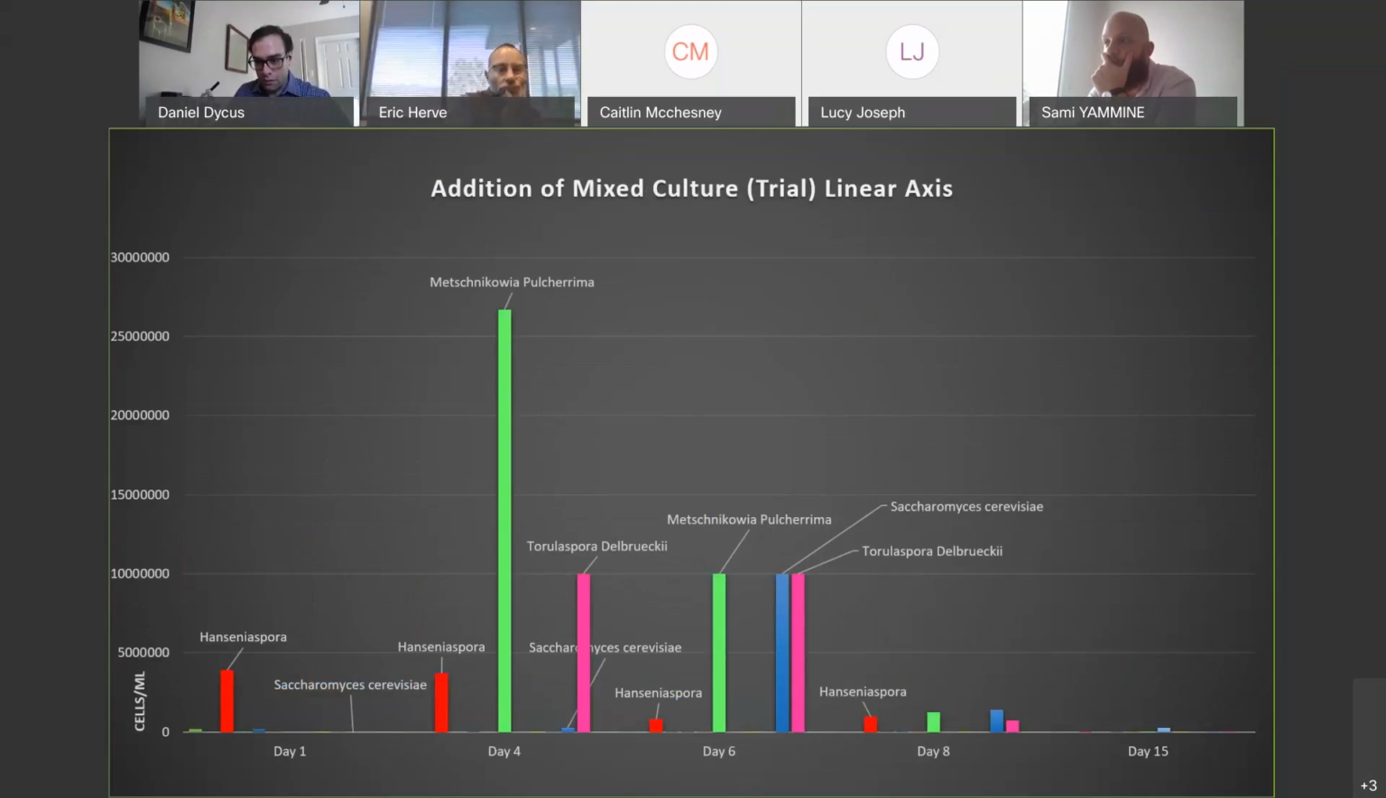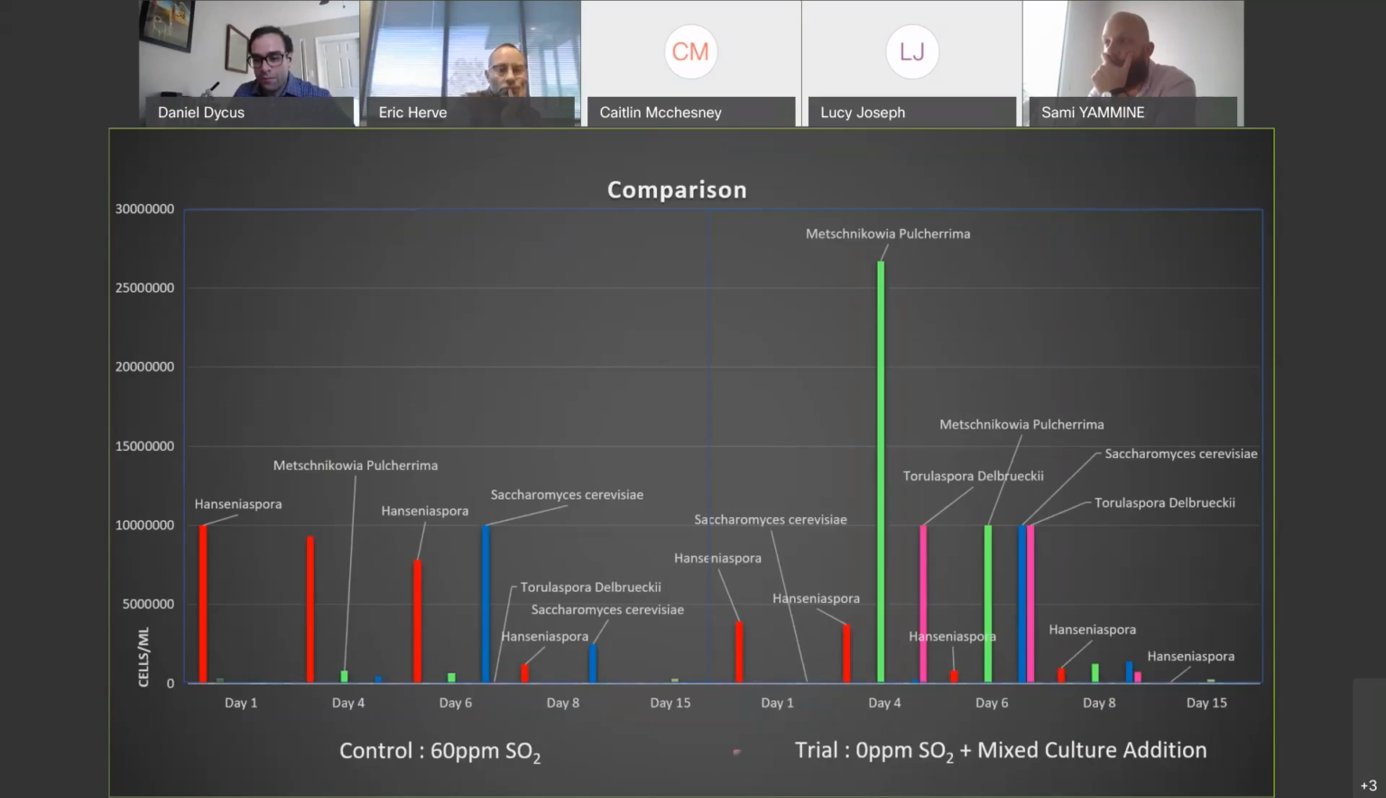So when we put the two side by side, you can see that the control using 60 ppm of sulfur has a lot higher amounts of Hanseniaspora. That's pretty easy to see. And then in our trial with the Metschnikowia and the Torulaspora, we see a lot less Hanseniaspora, but we don't just see a lot less Hanseniaspora, we see a lot less other organisms.